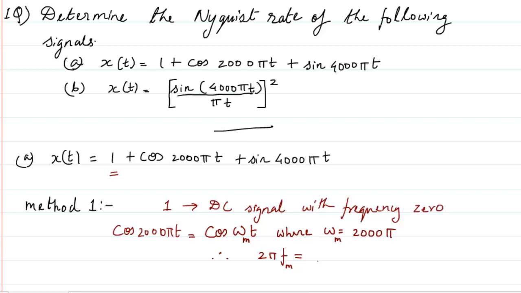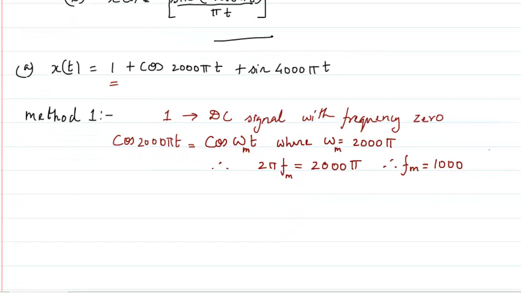See, cos or sine will have only one frequency. So that frequency will be the maximum frequency of that signal. There is only one frequency in that. What is that frequency here? That is going to be 2000 pi. So pi and pi cancel. Therefore Fm is equal to 2000 divided by 2, which comes out to be 1000. Okay, so this is for cos. I will write this as Fm1. Why am I writing m1? Because there is another signal also, which is sine.